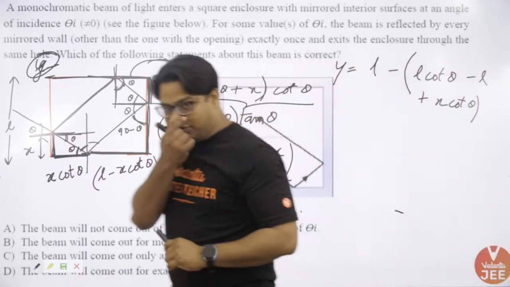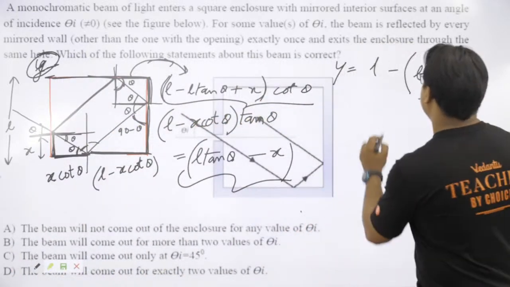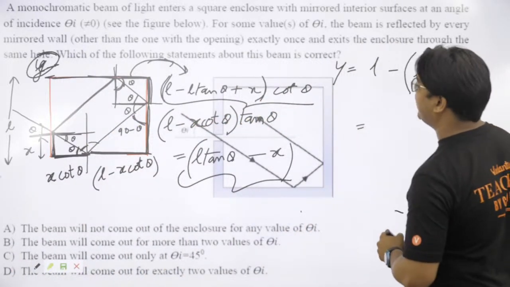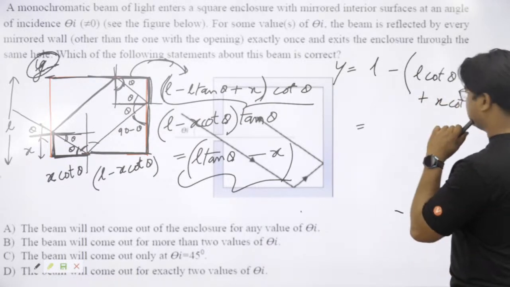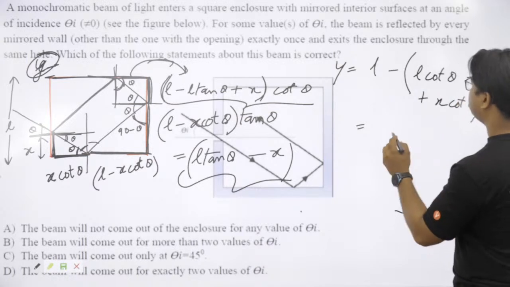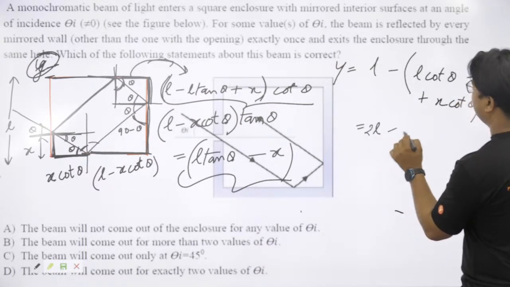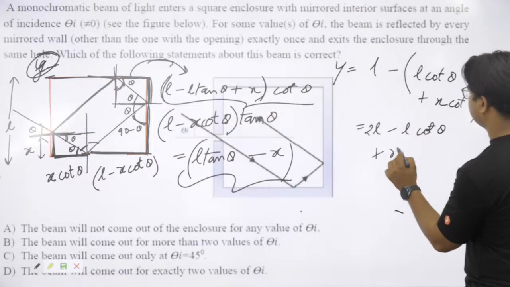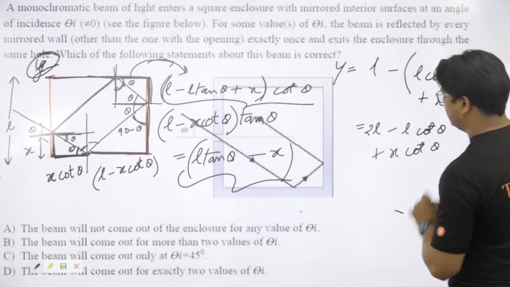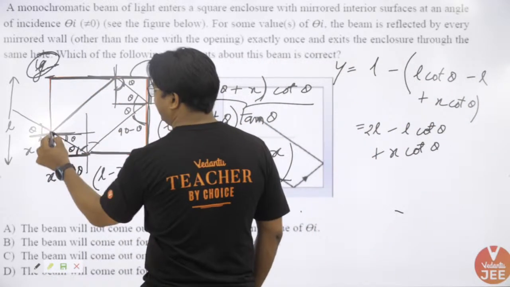Have a look guys. So this will become what? I hope I have not committed any calculation mistake yet. Just hoping that. So it becomes 2L minus L cot theta plus x cot theta. Alright, so till now we have written this length. Finally I am writing this length.